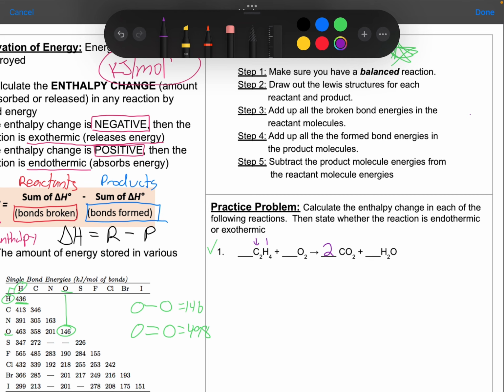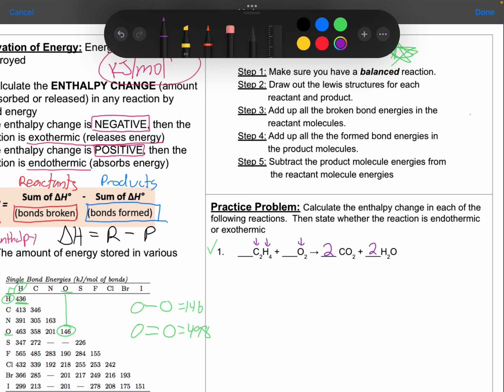Next element on the agenda is hydrogen. There are 4 hydrogens on the left-hand side, only 2 on the right. So once again, I'm going to place a 2 there to make sure that there are 4 hydrogens on both sides. Next element is oxygen.